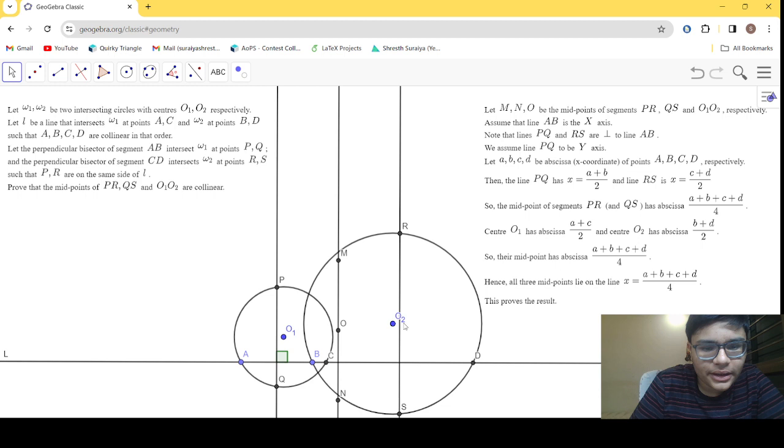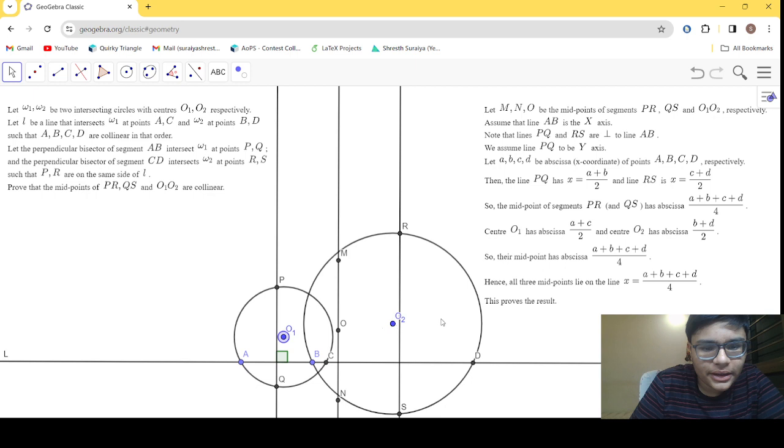So that again R and S are also on the second circle, and P and R lie on the same side of this line L, as you can see, line L as I marked here. So we need to show that the midpoints of P and R, Q and S, and O1 and O2 are collinear. Okay. So suppose M is the midpoint of P and R, N is the midpoint of Q and S, and O is the midpoint of O1 and O2.